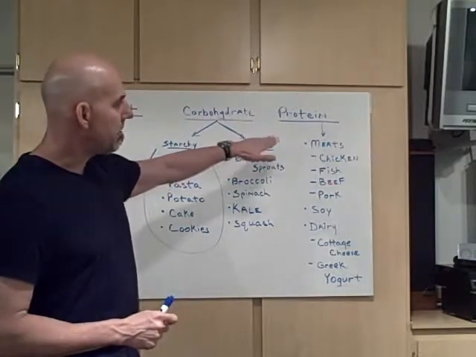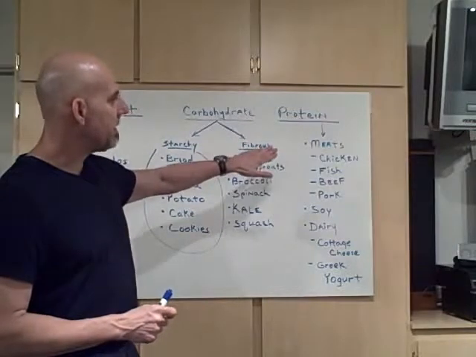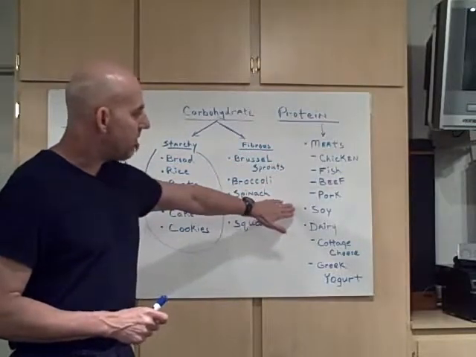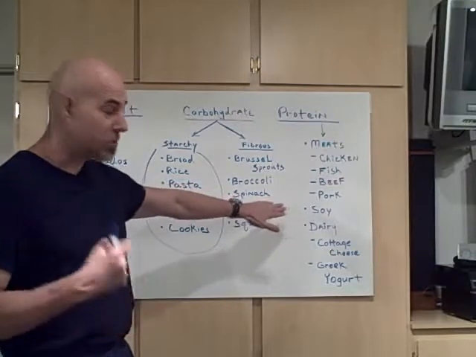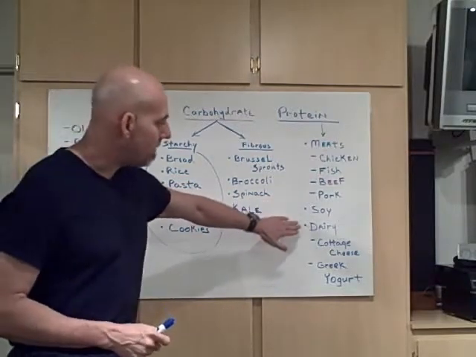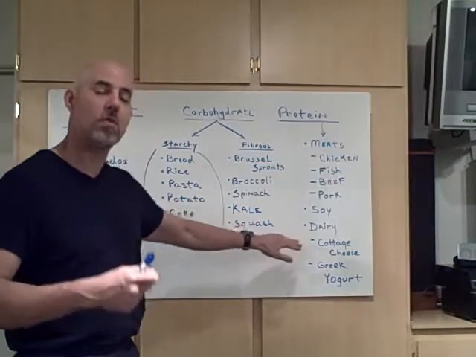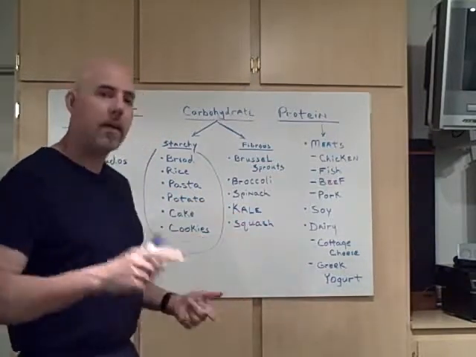Proteins tend to come in the form of meats such as chicken, fish, beef, pork. Protein from vegetables in the form of soy. Protein from dairy in the form of cottage cheese or yogurts.